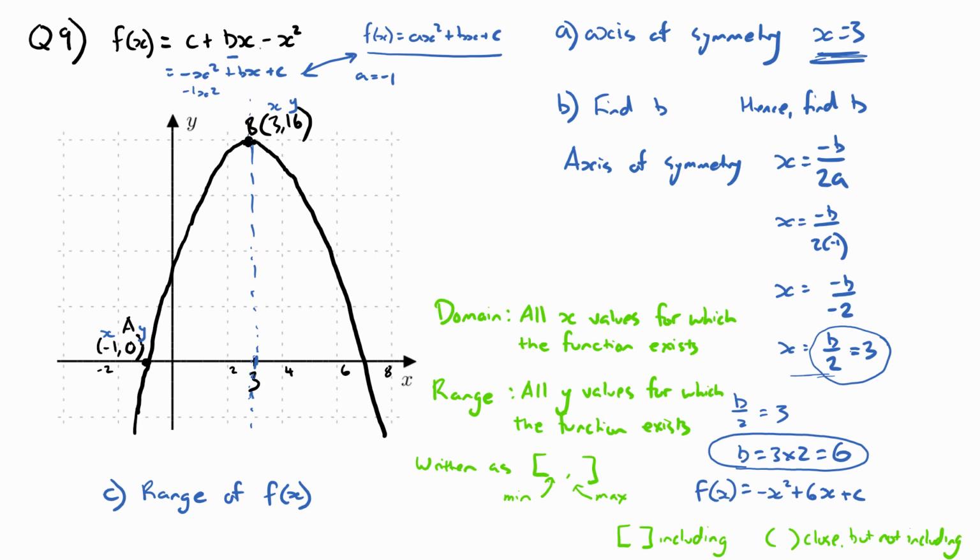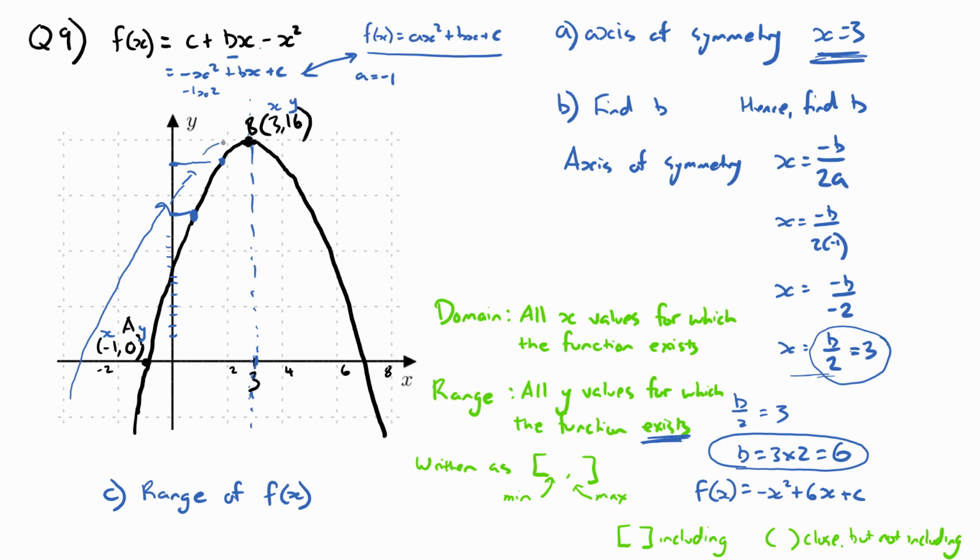So just to recap, domain is all x values for which the function exists, and range is all y values for which the function exists. Now, this is an important word here, exists. Let's have a look at our quadratic. It goes up, so it's going up, it's going up. These are all the y values, so the function is existing. At this point here, let's say, the function exists at this equivalent y point. It keeps going up. At this point here, the function exists at this equivalent y point.